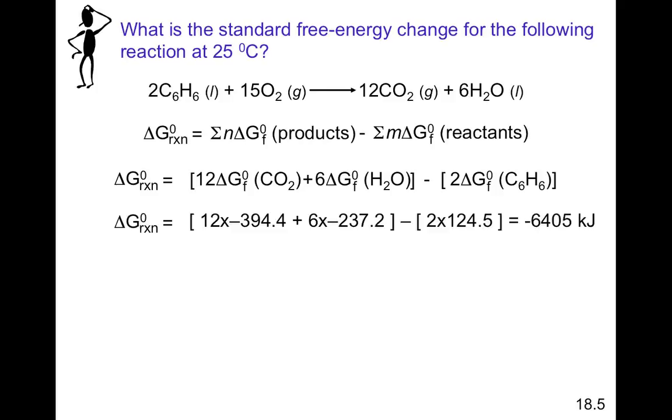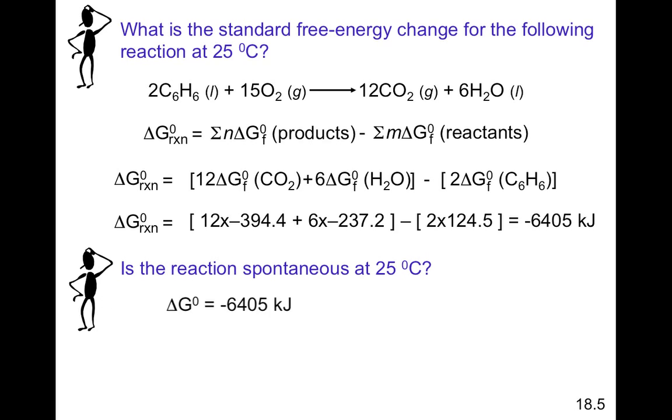And when you're all done, you find that it's negative 6,405 kilojoules. So it's very, very negative. So reacting benzene with oxygen to make carbon dioxide and water is very spontaneous. It's energetically favorable to do that. So our answer would be yes, absolutely it is.